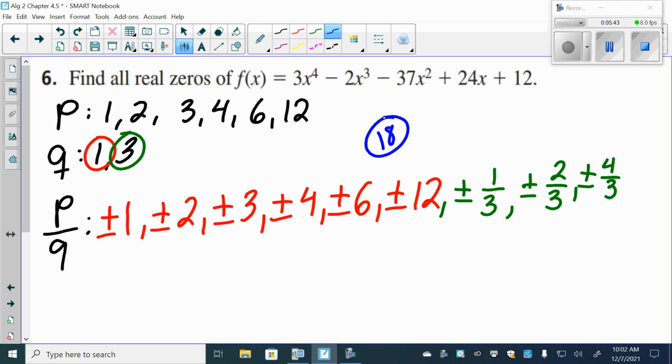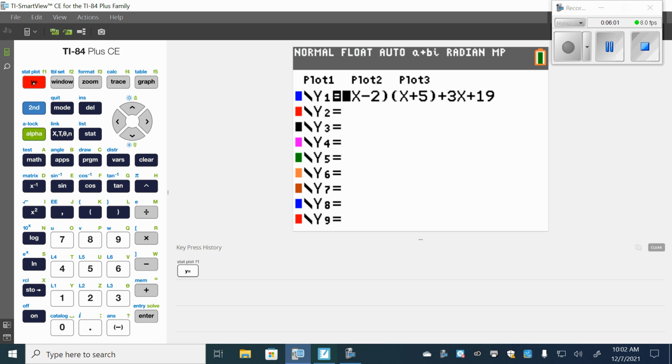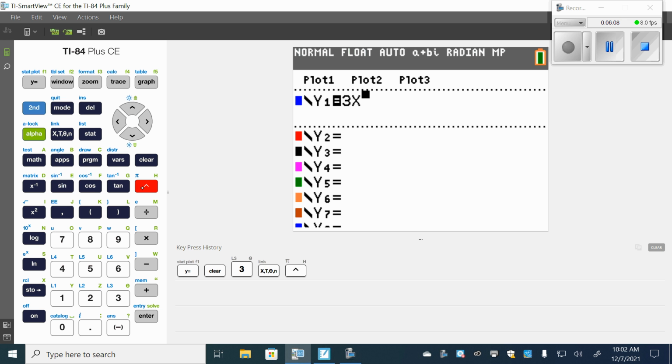Now, if we went by the pure mathematical way to do this, we would start with 1 and then try -1 and go from there using synthetic division. Well, what's the other way that we can do this? We can plug it into the calculator. So we'll hit y equals. So we have 3x to the 4th minus 2x cubed.